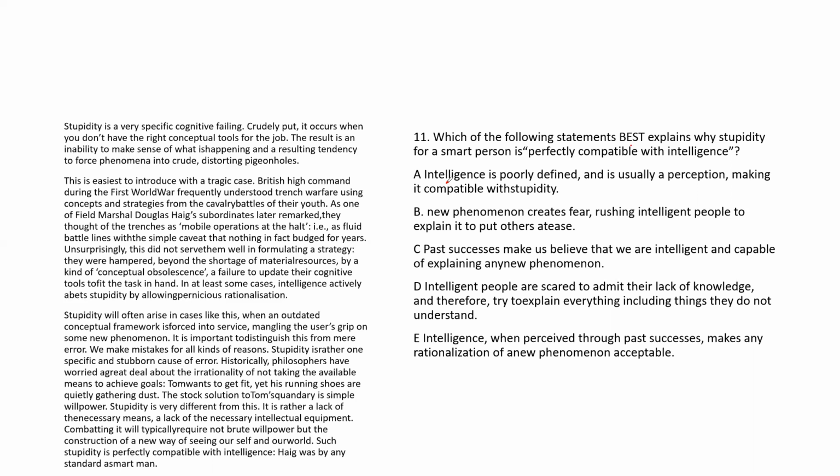Now, to understand this, the author mentioned that to combat stupidity, one should break free from the past, giving the example of the British High Command. And indeed, he wrote about the construction of a new way of seeing ourselves and our world. So if you look at this, combating it will typically require not brute willpower, but construction of a new way to understand, to see things in a new manner. So that is the only way where a smart person is perfectly compatible with intelligence, right?